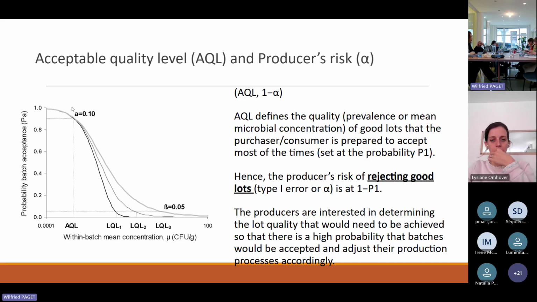There is always a risk because the units of a lot are not analyzed entirely. So you take a sample. So there are risks of misclassification, but this is the risk that is not too bad. This is type 1 risk. Then you move on to the next point, which is LQL. LQL refers to the limiting quality level.